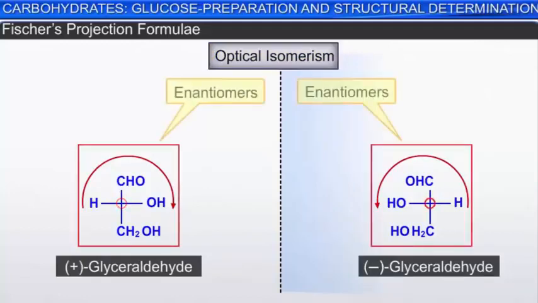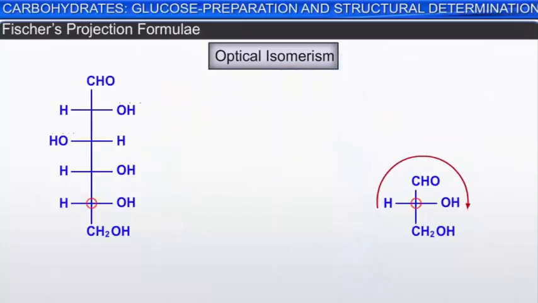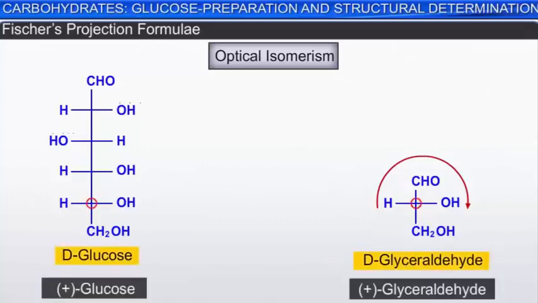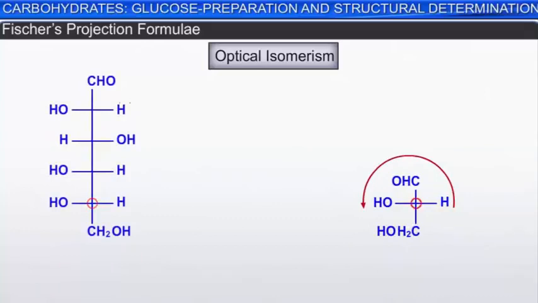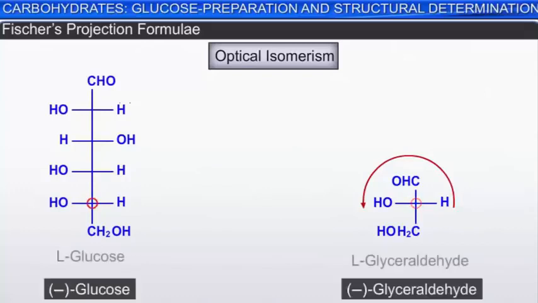Shown here are the two enantiomers of glyceraldehyde. The carbohydrate or monosaccharide that can be chemically correlated to the plus isomer of glyceraldehyde is said to possess D configuration, and the carbohydrate or monosaccharide that can be chemically correlated to the minus isomer of glyceraldehyde is said to possess L configuration.